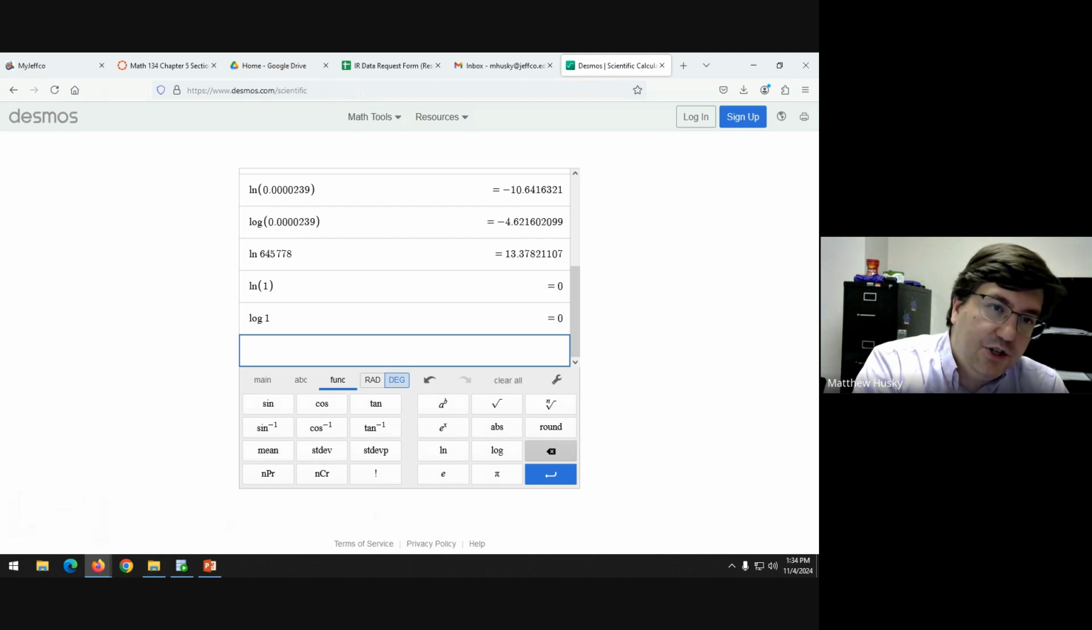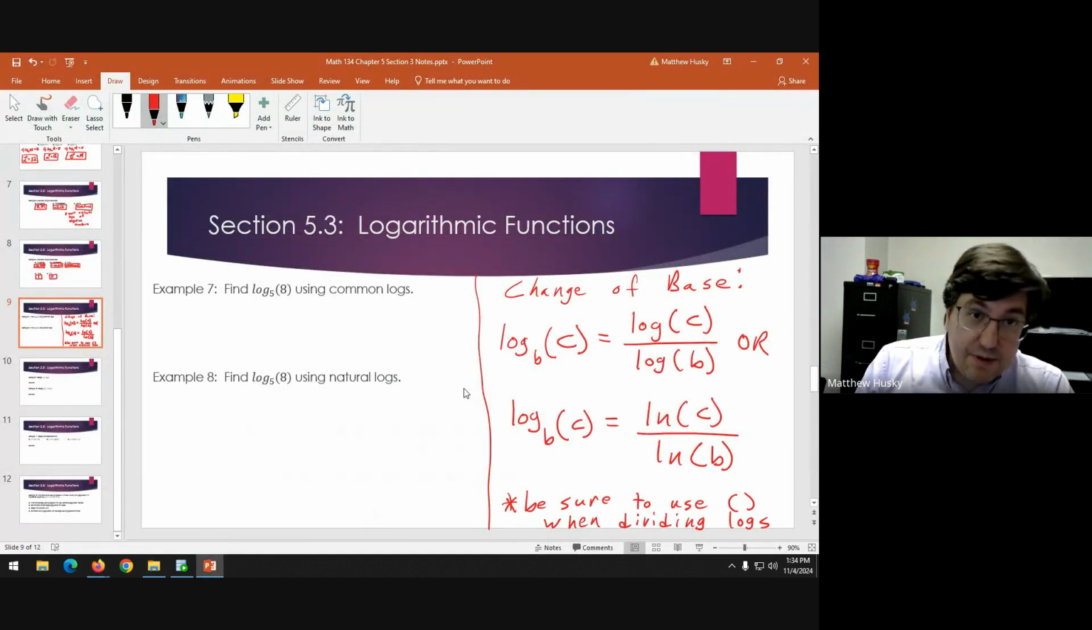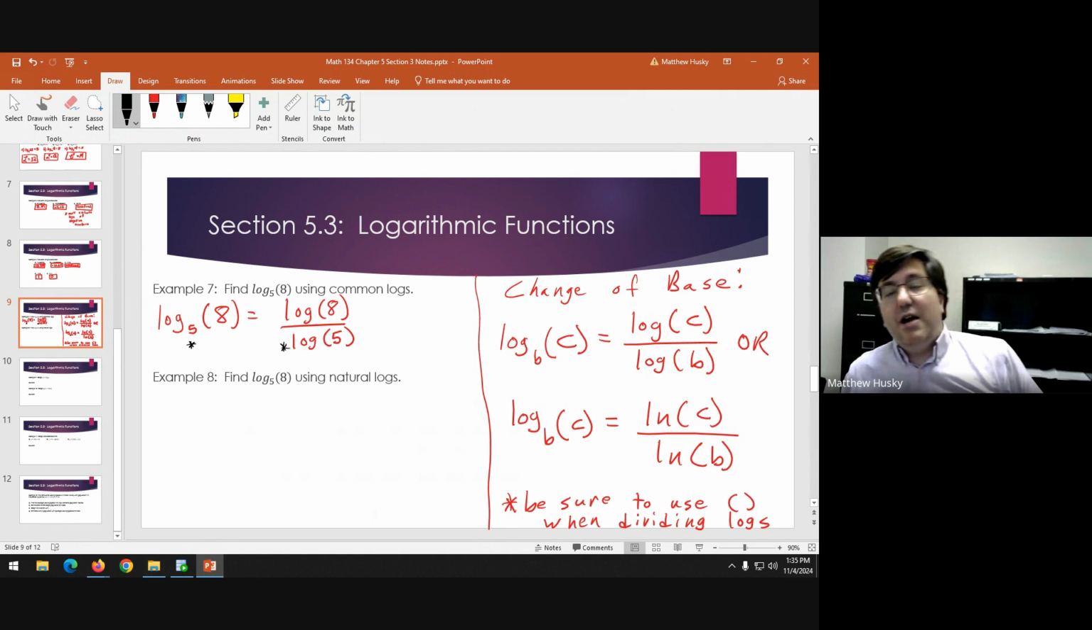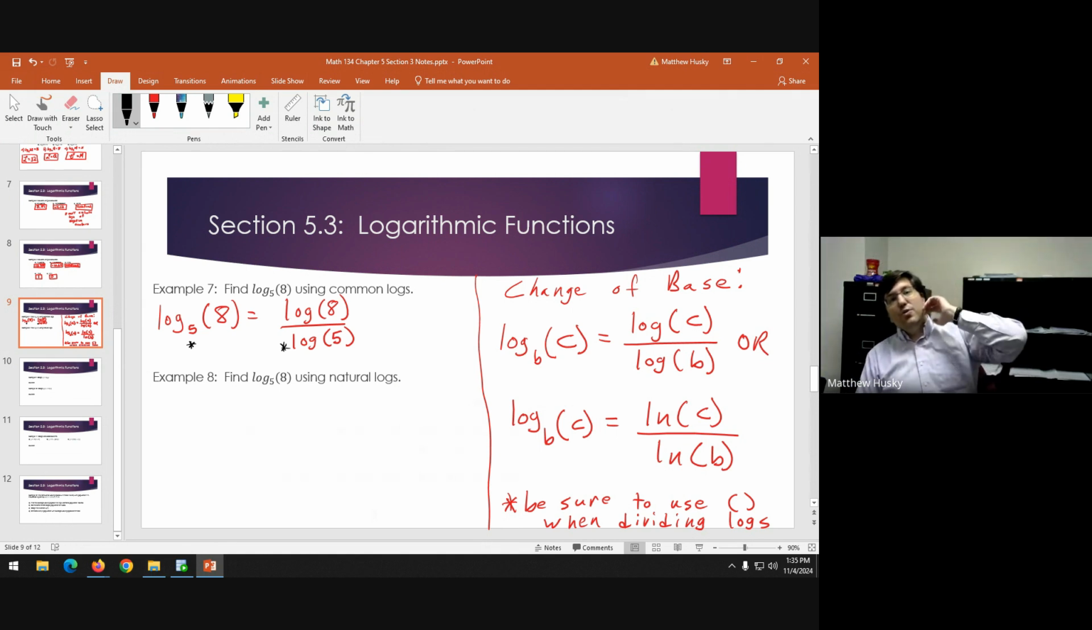So if I were to do log of, what is this? Let me write it down first. They say do it once with common logs, then do it again with natural logs. So if we're going to do log base 5 of 8, that would be equivalent to doing log of 8 divided by log of 5. And the way I always remember this is, you notice the 5 is the one that's down below. So you do the log of the inside divided by the log of the base, the log of the number down below.